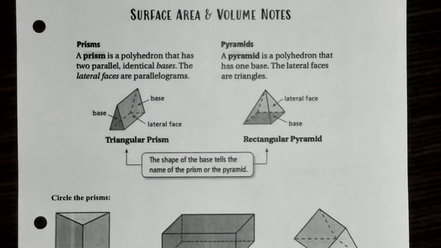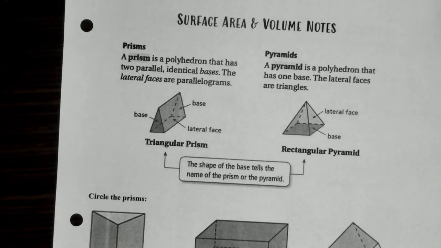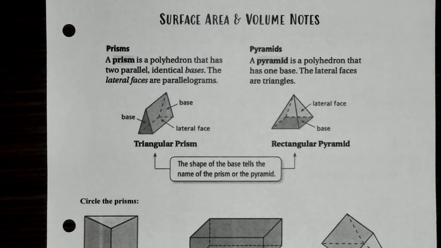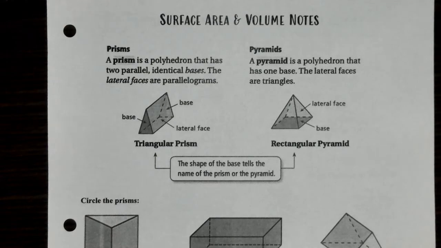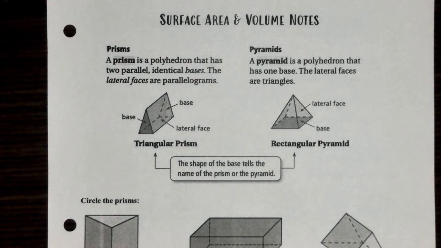Okay, so we are looking at surface area and volume. Your notes explain that a prism is a polyhedron that has two parallel identical bases. The lateral faces are parallelograms.